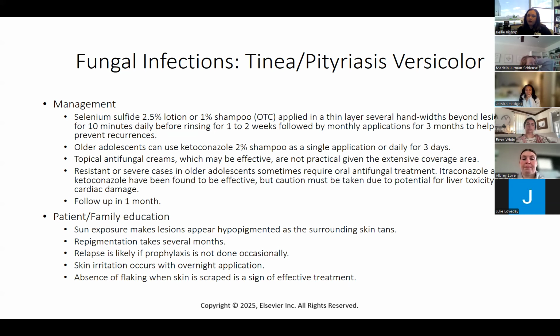So if it's not continuing to spread and there's no flaking when you scrape the skin, then it's doing its job. Sun exposure makes this more obvious. So people have this all year. We just tend to see it more in the summer because they're exposed to the sun. It really makes the pigment changes stand out and really obvious. That's part of why it's usually widespread when we start treating it, because they've had it for a little while, but you just couldn't really see it.